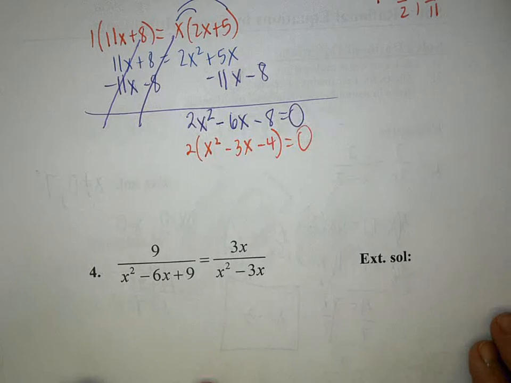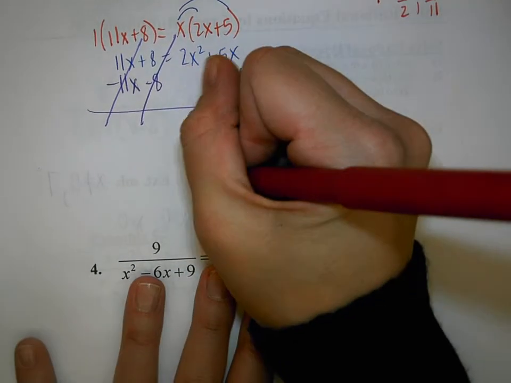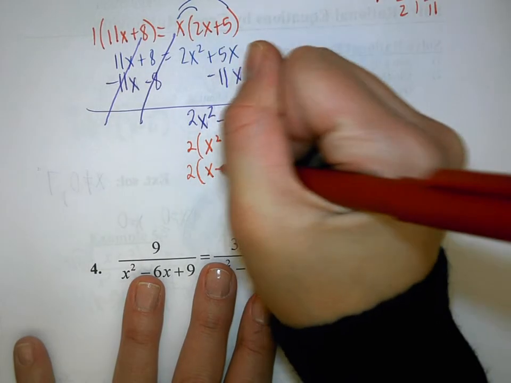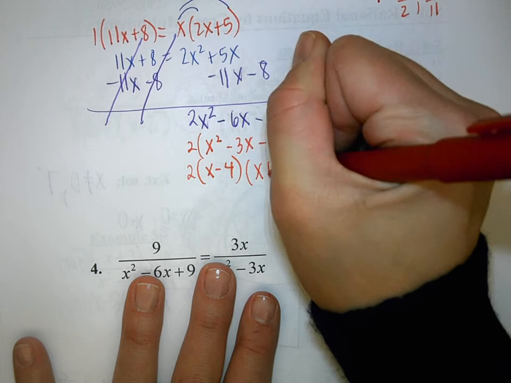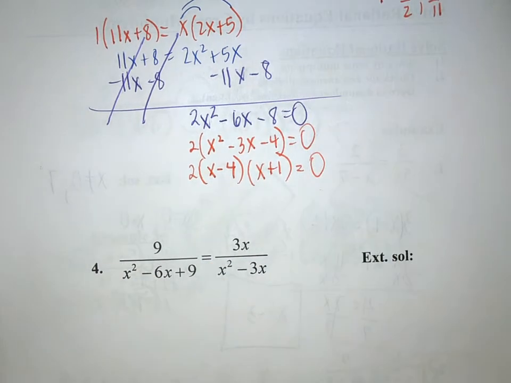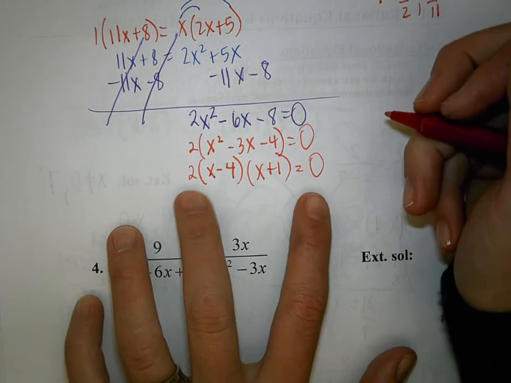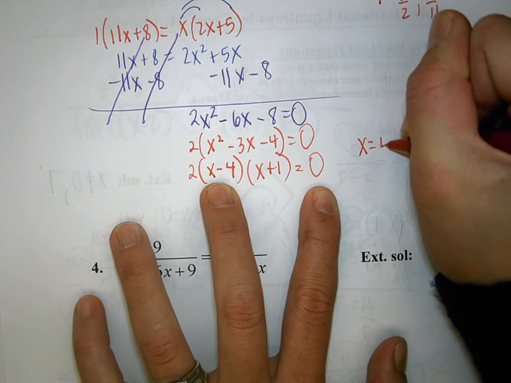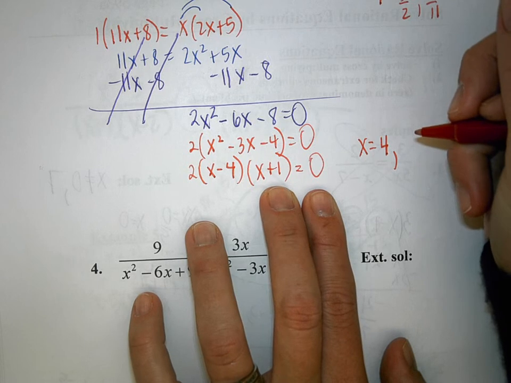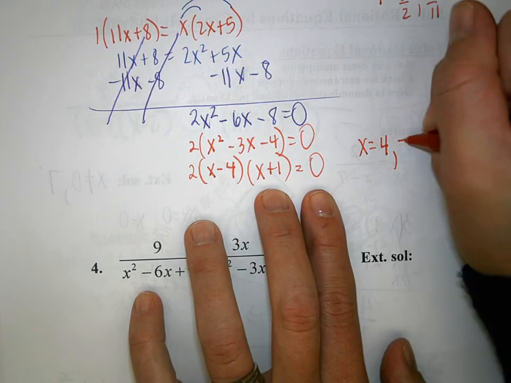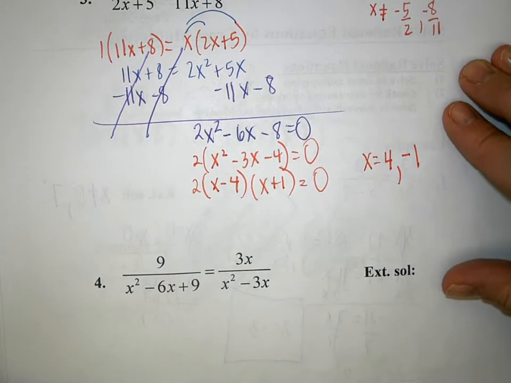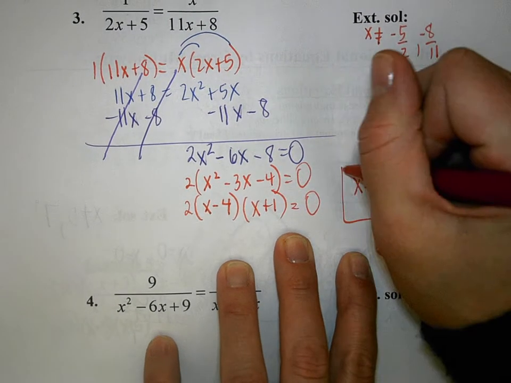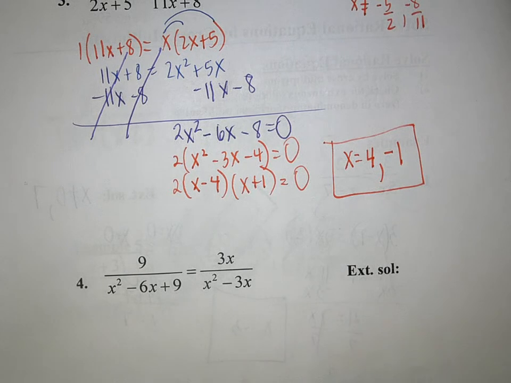When we factor this, what numbers multiply to be -4 and add to be -3? A -4 and a +1. When you set each of those equal to 0, 2 equals 0 doesn't work. X minus 4 equals 0 makes x equals 4, and x plus 1 equals 0 makes -1. Do any of those match my extraneous solutions? No, so I'm good. That is my answer. Are there questions? How many of you got it right?